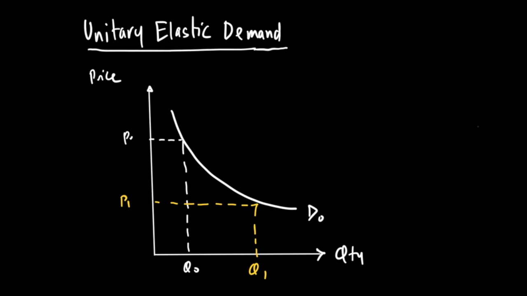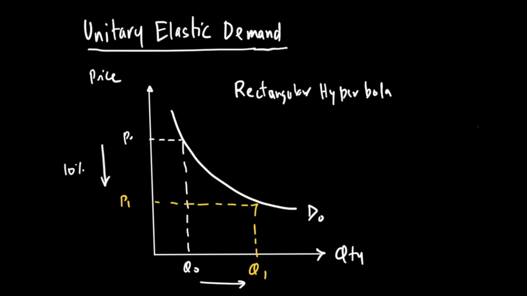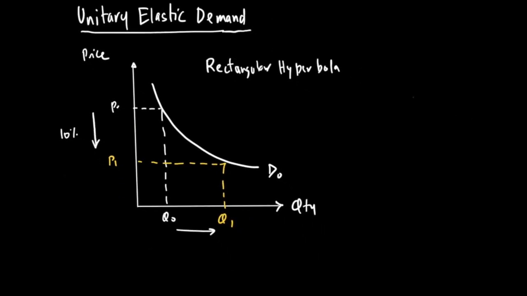The next case is of a unitary elastic demand curve. We said this is a demand curve which looks like a rectangular hyperbola. So what's the rectangular hyperbola and what's the feature of rectangular hyperbola? In our last video we said that if the price of the good goes down, let's say by 10%, the quantity demanded will go up by an equal proportionate change. Let's say price goes down by 10%, the quantity demanded will go up by 10%. For example, there is an equal and opposite change to a change in price.